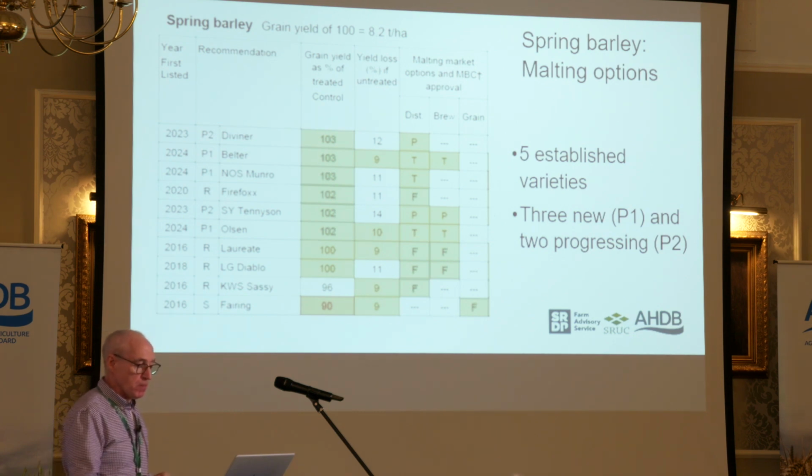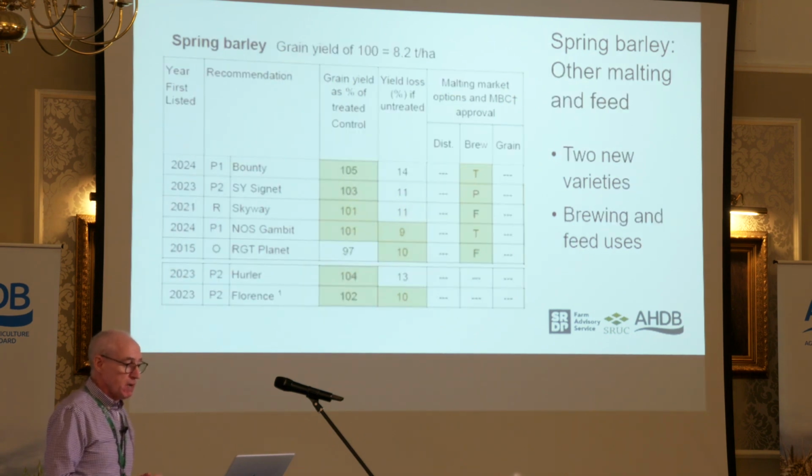So the status of the varieties for the different markets are shown in the distilling, brewing and grain distilling columns. Other varieties here, so these are other brewing varieties that could be used for feed, and the bottom two are out-and-out feed barleys as well. So just conscious of time, but I'll just indicate here that we've got a range of established varieties and also newer varieties such as SY Signet and the very new Bounty that are taking yield in trials forward. And again, you can see the position of these varieties in the testing system overseen by the Malting Barley Committee.